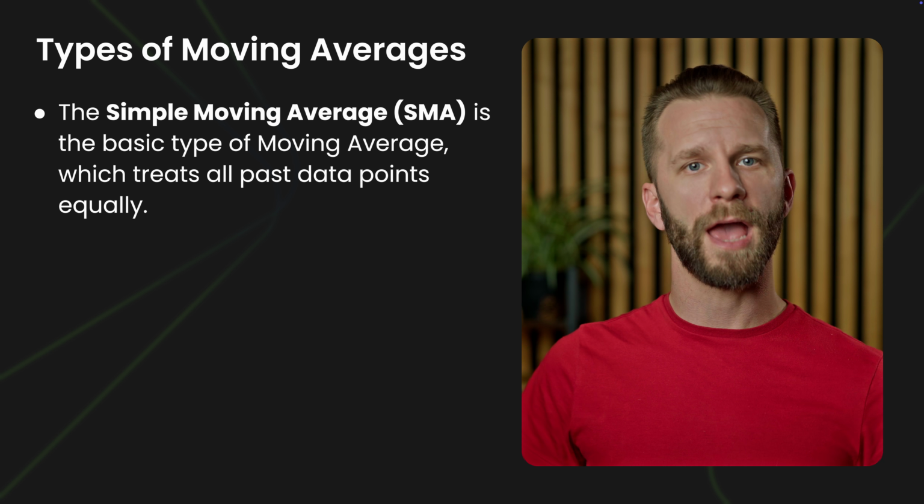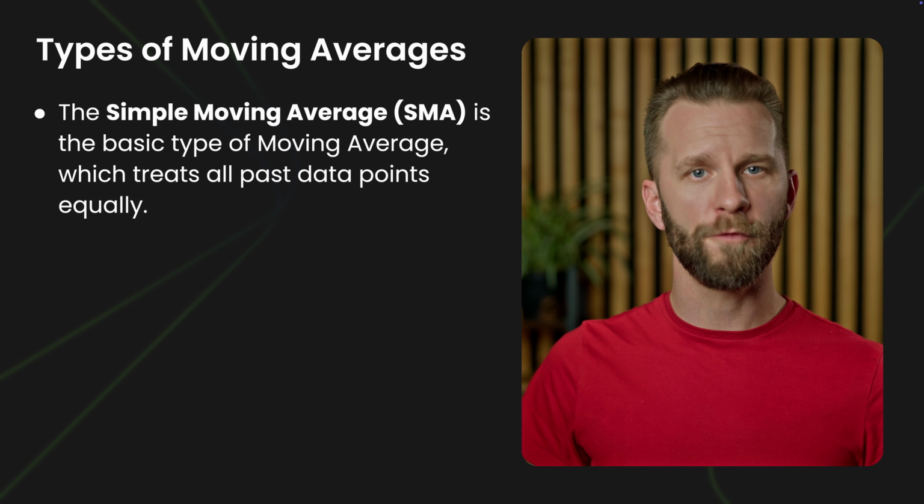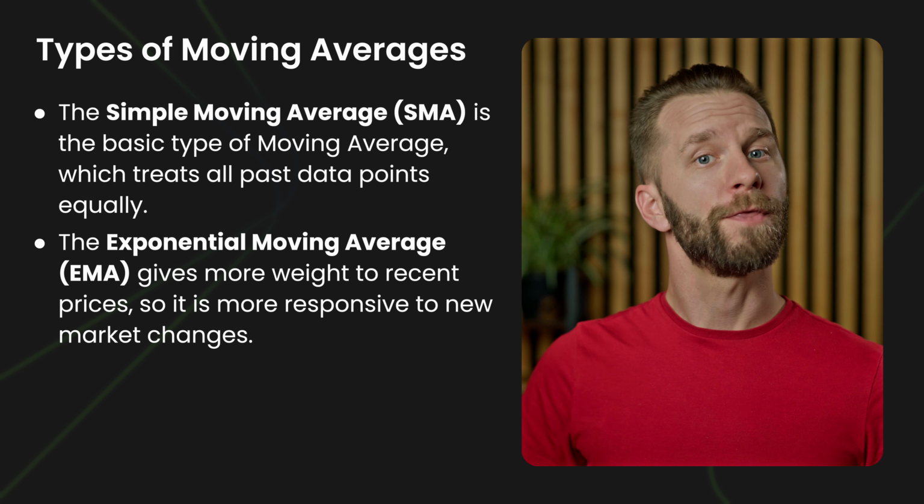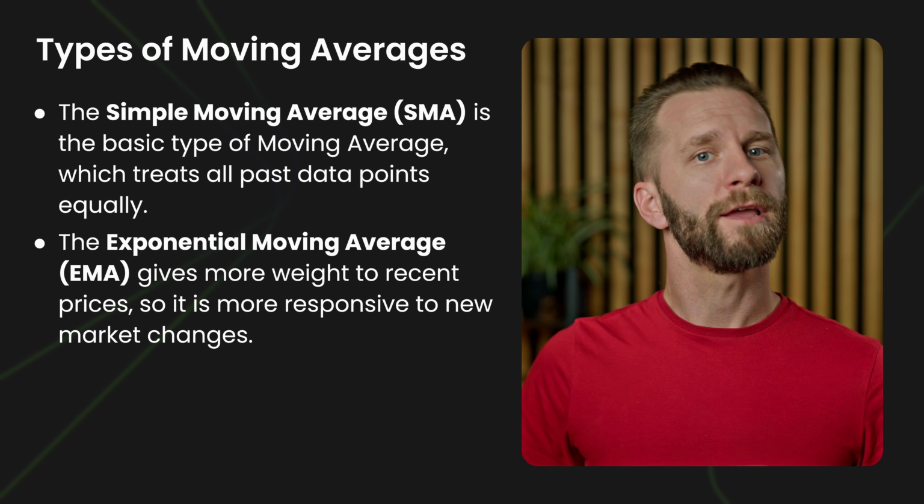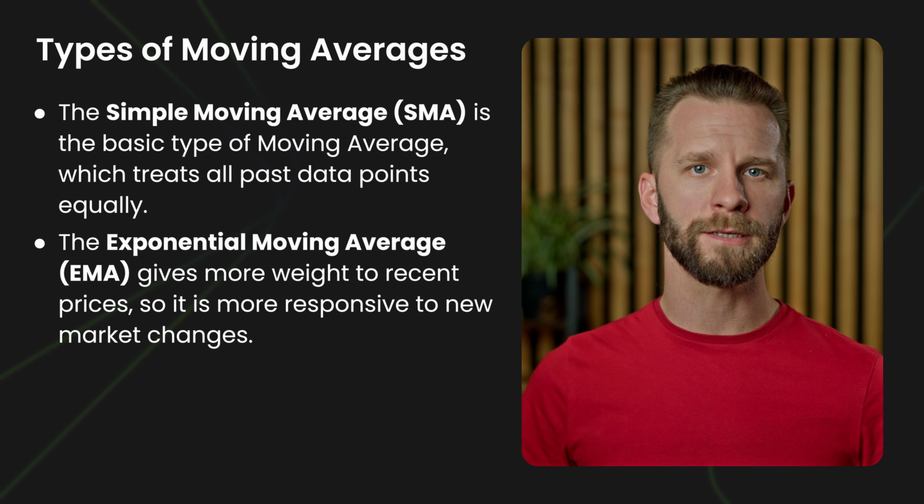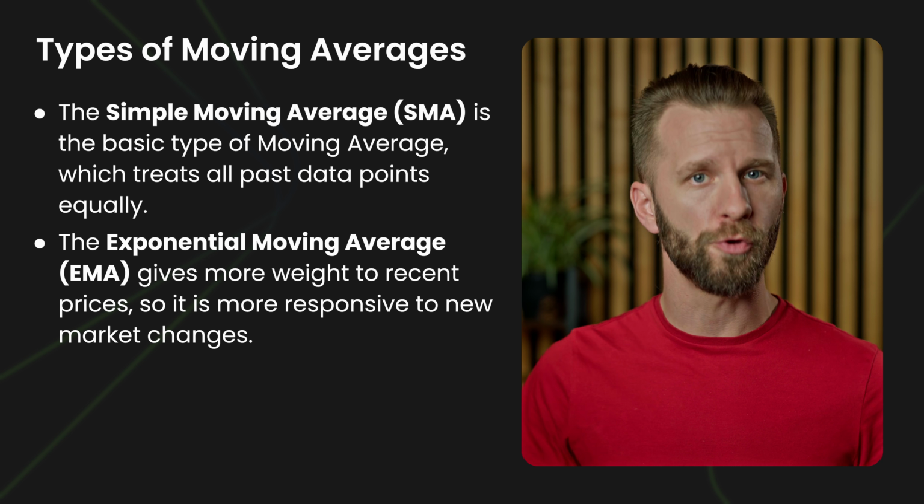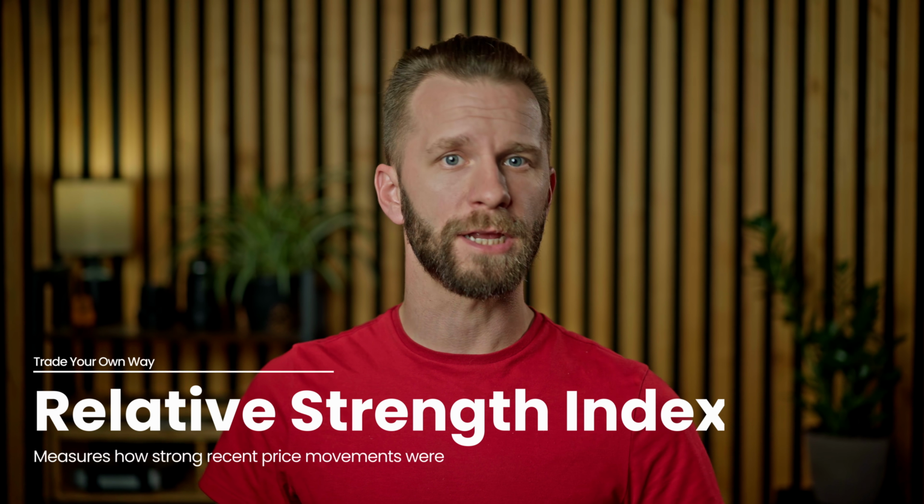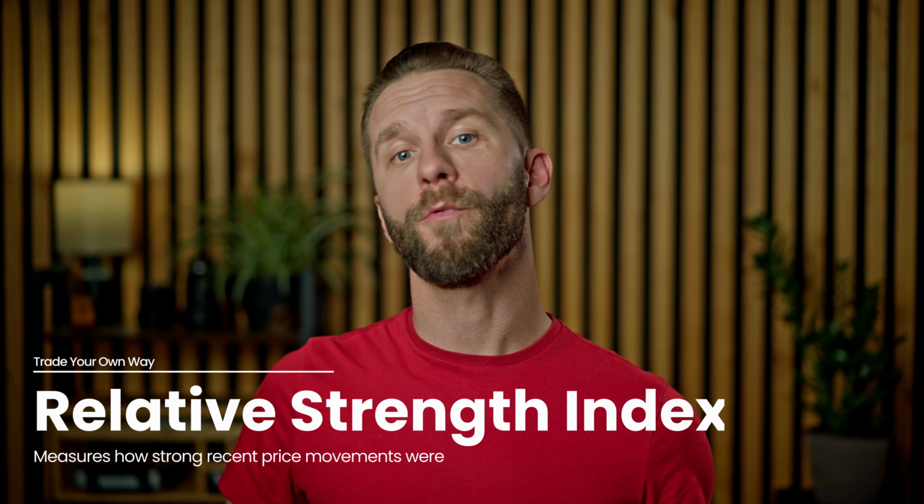The simple moving average is the basic type of moving average which treats all past data points equally. The exponential moving average gives more weight to recent prices, so it is more responsive to new market changes. Whether you use a simple or exponential moving average, the goal is the same: to help you make more informed decisions about market trend.